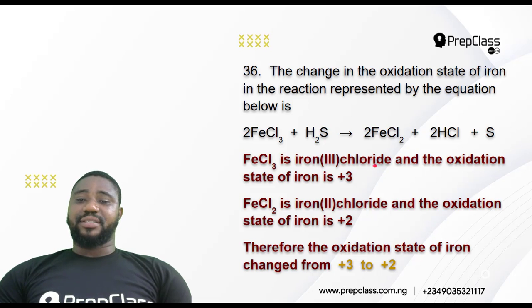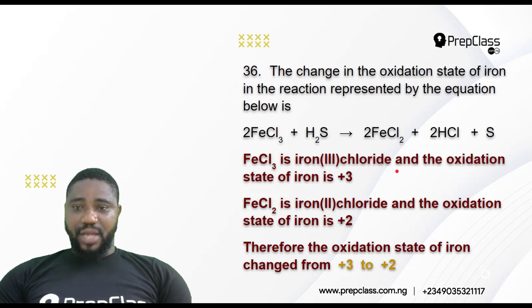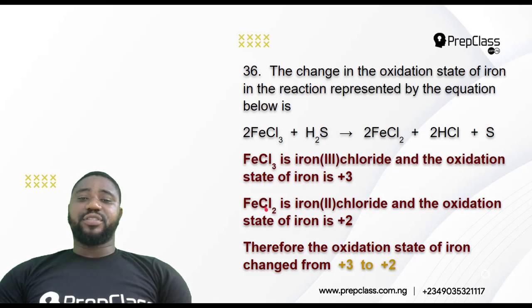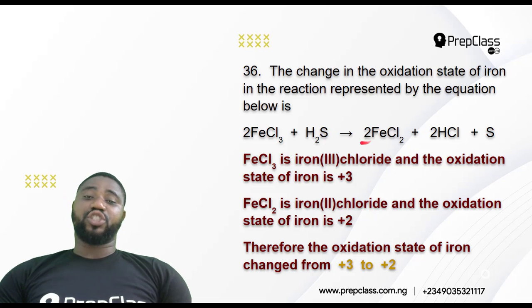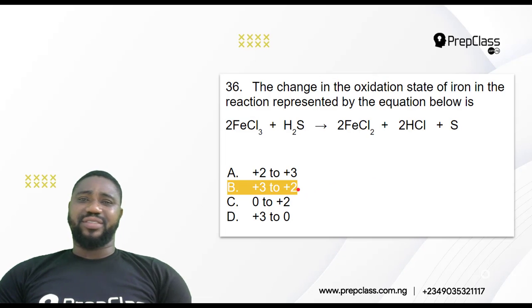So FeCl3 is iron 3 chloride, and the oxidation state of iron is plus 3. FeCl2 is iron 2 chloride, so from this 2 here, the oxidation state of iron there is plus 2. So you can see that here it is plus 3, here it is plus 2, and that is a reduction of oxidation number, a drop from plus 3 to plus 2. Therefore the oxidation state of iron changed from plus 3 in FeCl3 to plus 2 in FeCl2. So the answer is from plus 3 to plus 2. Very simple, very direct, very interesting.